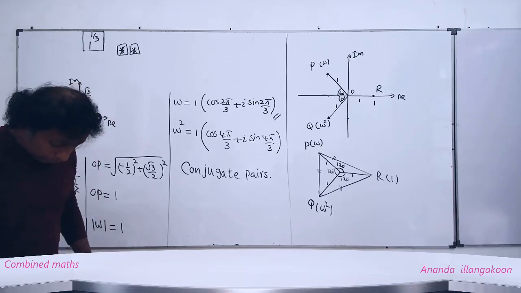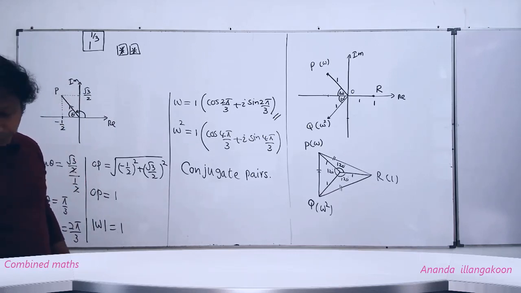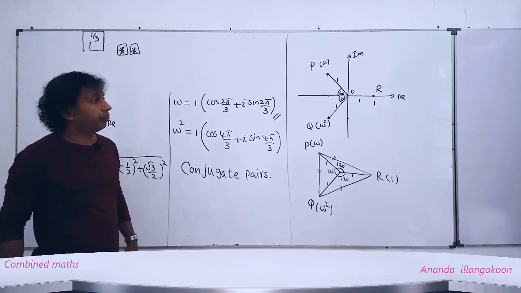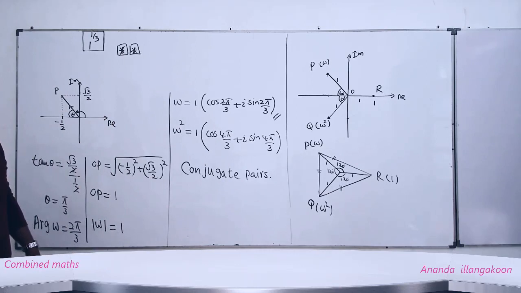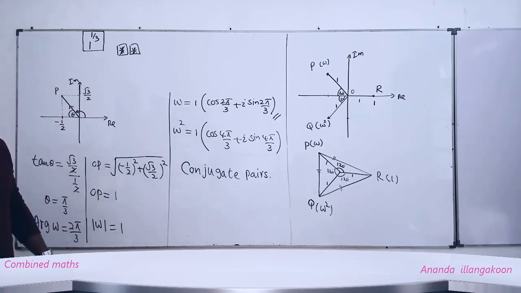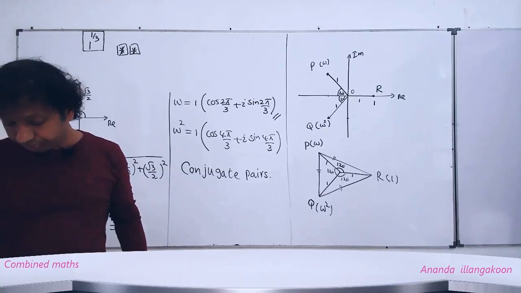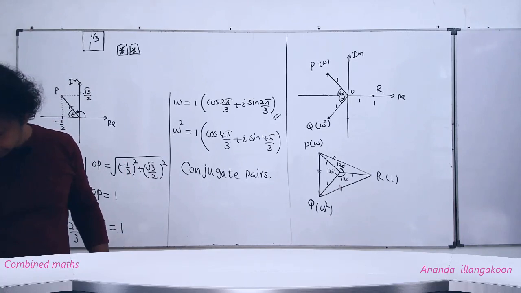Therefore, when an equation gives complex solutions, then the number of complex solutions should always be an even number. Right.